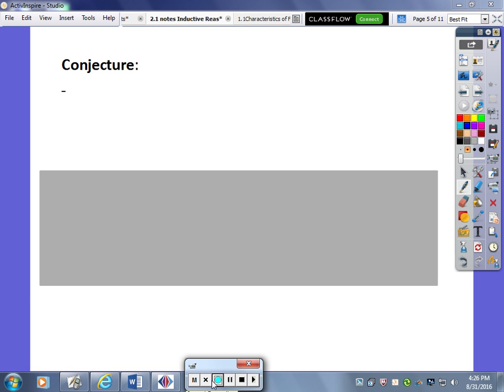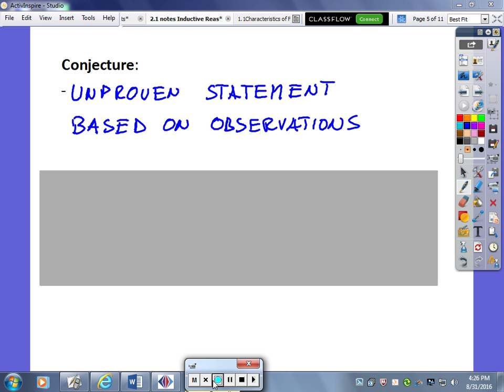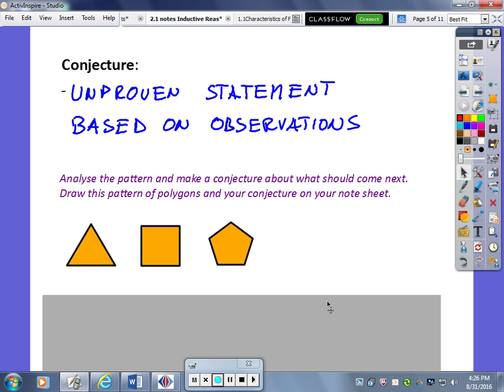A conjecture is an unproven statement which is based on observations. Look at this example. Analyze the pattern and make a conjecture about what shape should come next. Draw this pattern of polygons and your conjecture on your note sheet.